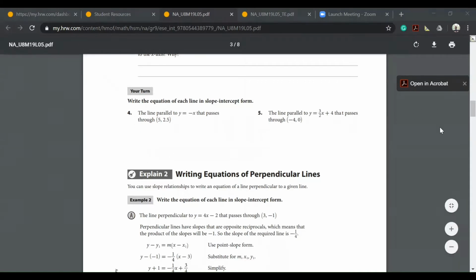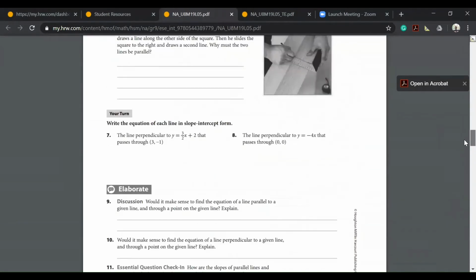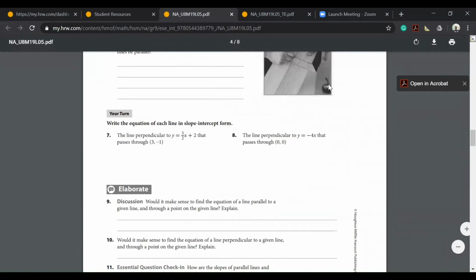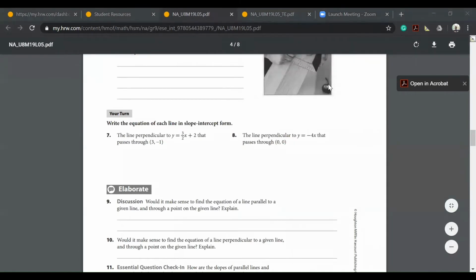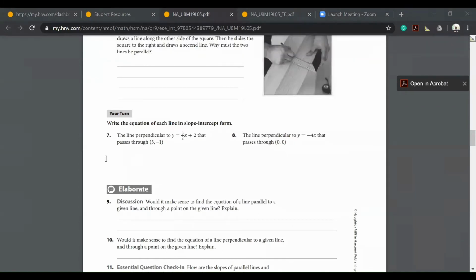And then let's go to number 7 and number 8. Yes, let's do it. Now we are going to the second part about the perpendicular lines. The line perpendicular to y equal to 3 over 2x that passes through this point. When you see the word perpendicular, it means that m1 multiply m2, for the line he gave you and the line you are trying to find, should be equal to negative 1.